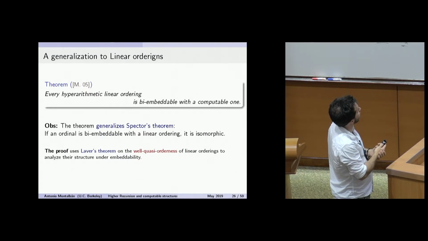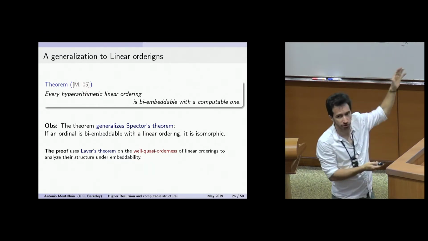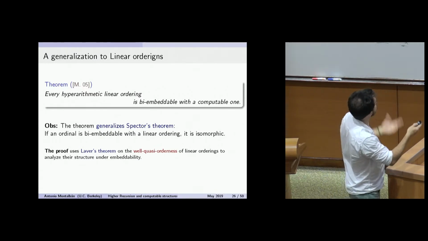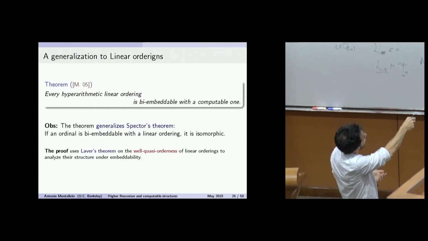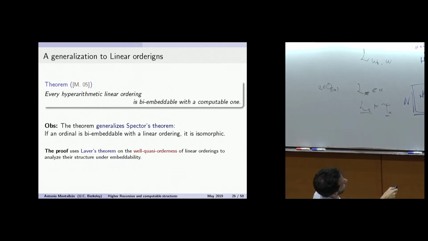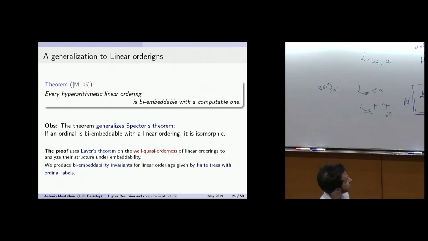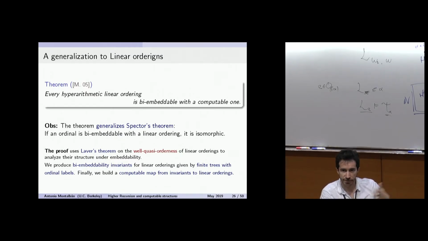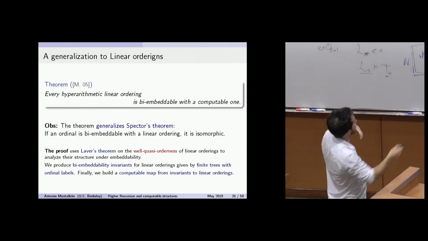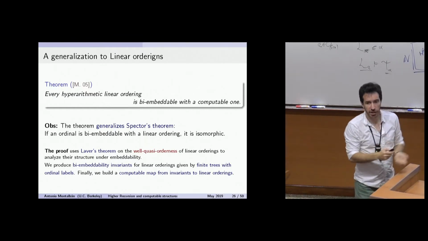And the original proof, don't worry about it, I'm just throwing out the names of things that were necessary in that proof. You have to use Laver's theorem on the quasi-ordering of linear orderings to analyze the structure of all these linear orderings under embeddability, and then produce these bi-embeddability invariants that were finite trees with computable ordinal labels, and then from these invariants, you have to build a computable linear ordering with that invariant. Okay, so there was a lot of work there trying to understand the structure of these linear orderings under embeddability.